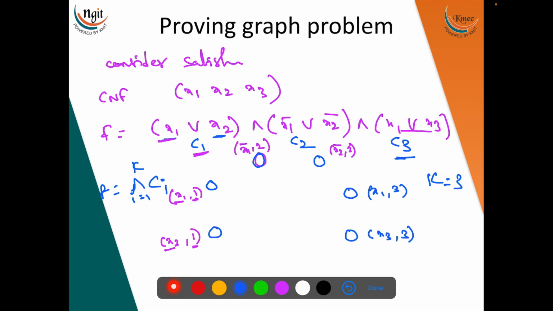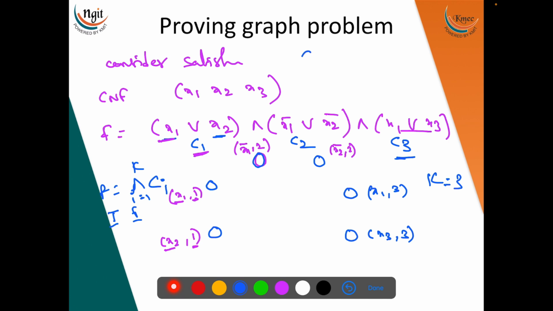Fine. Now what I'm going to do is, can I make an edge between x1 and x1 dash? Yes or no? The reason is, if I take x1 value as true, x1 dash means negation of x1 is false. If x1 is true, x1 dash is false. That means I cannot form an edge between these two vertices. Correct? Now, how can I make this pair?